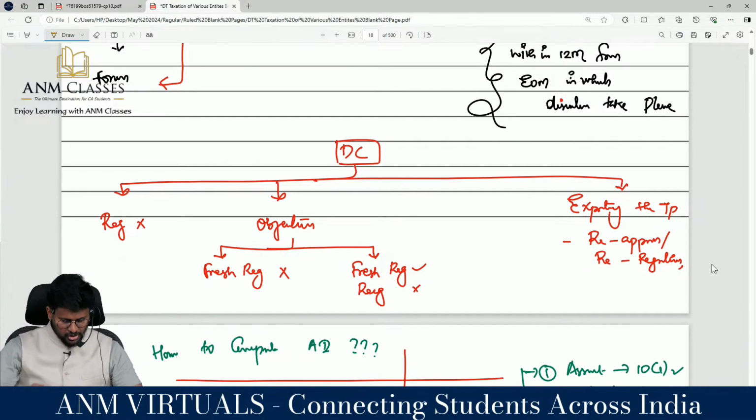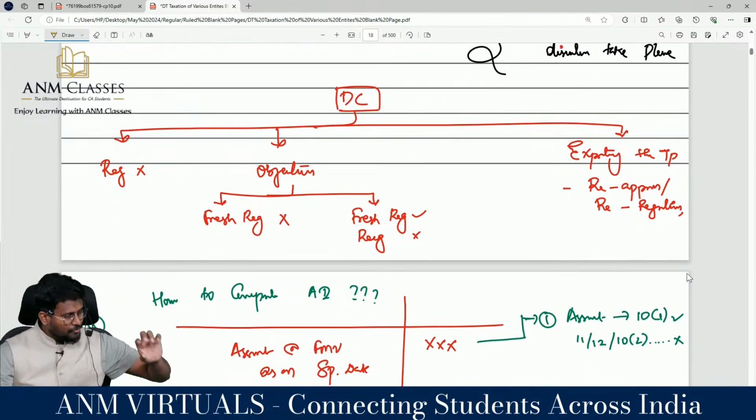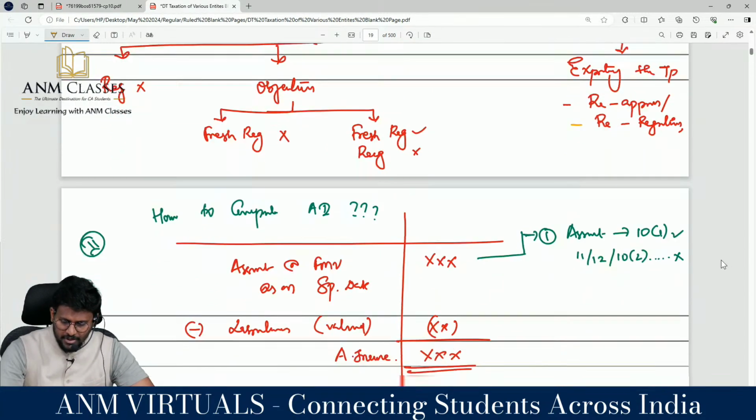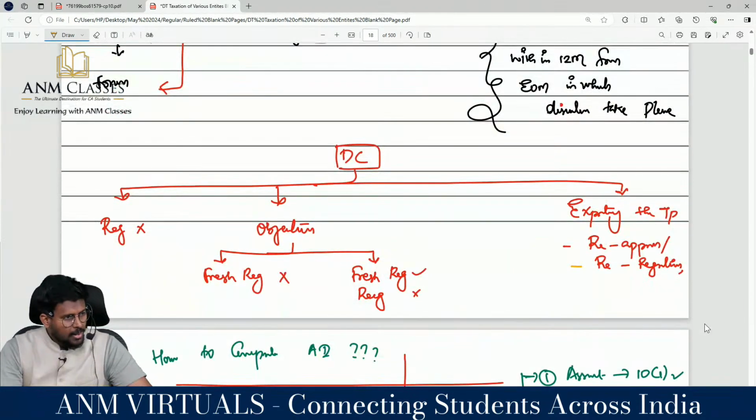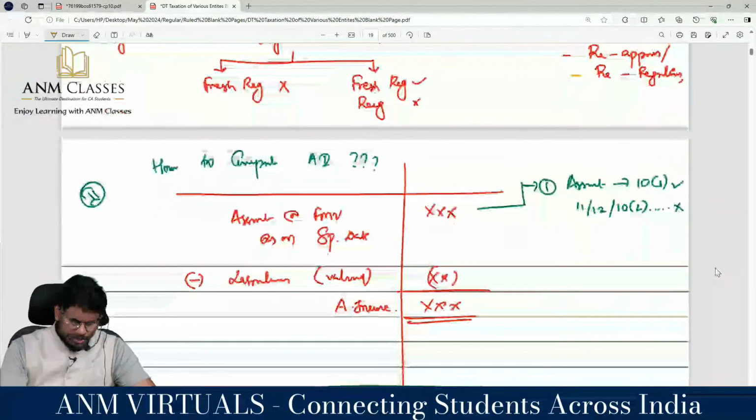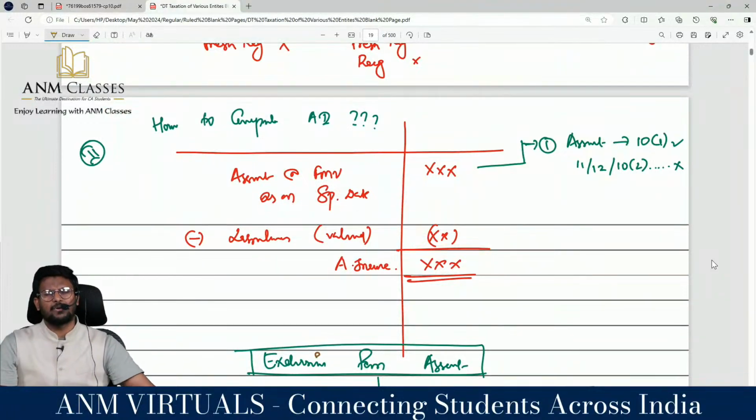like your registration has been cancelled, or you changed the object but have not applied for fresh registration, or you applied for fresh registration and your registration application has been rejected, or after the expiry of the time period, you have not applied for re-approval or re-registration, then it will all lead to deemed conversion. In all these circumstances, you are liable to pay exit tax. On what am I liable to pay exit tax? On the accreted income, I am liable to pay exit tax.